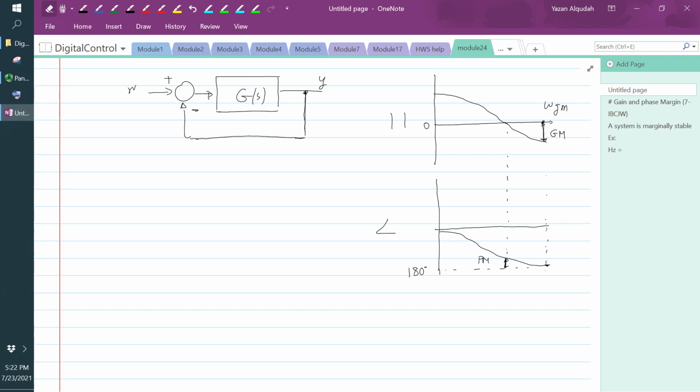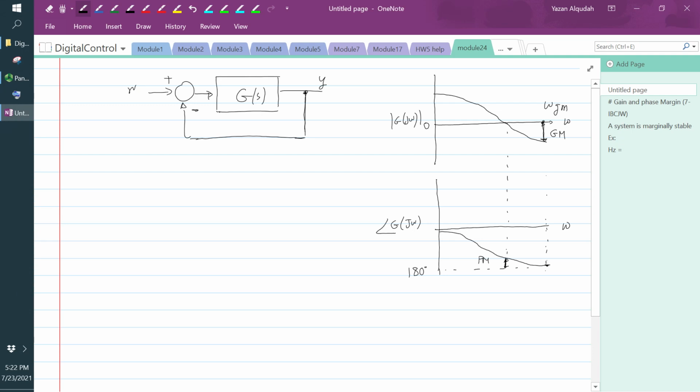We plotted the Bode plots of the magnitude of G of S, and we plotted the phase of G of S. So this is omega, the magnitude of G of j omega, and the phase of G of j omega. So I got a plot of the magnitude as omega changes, a plot of the phase as omega changes of the open loop transfer function.